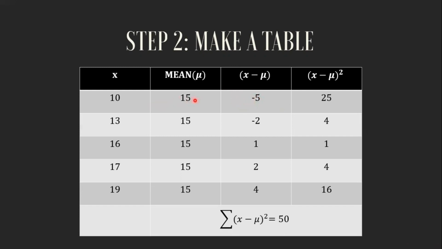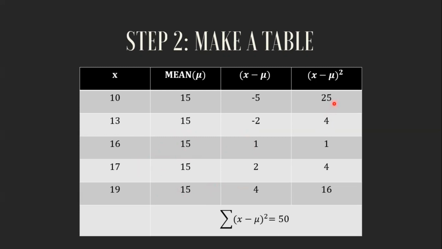10 minus 15 is equal to negative 5. 13 minus 15 is equal to negative 2. 16 minus 15 is equal to 1. 17 minus 15 is equal to 2. 19 minus 15 is equal to 4.